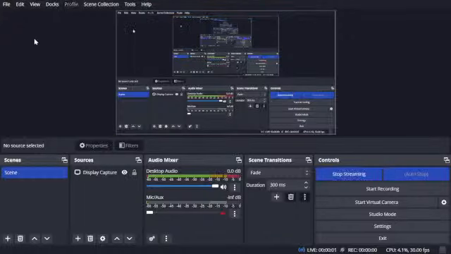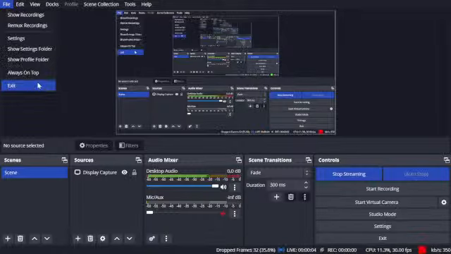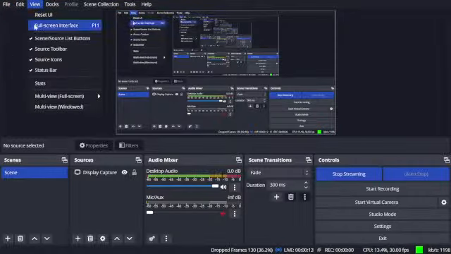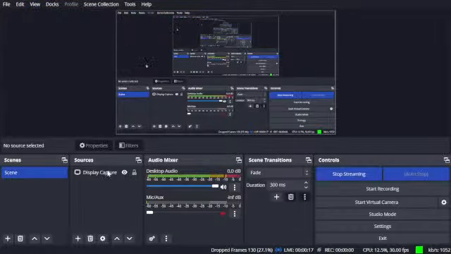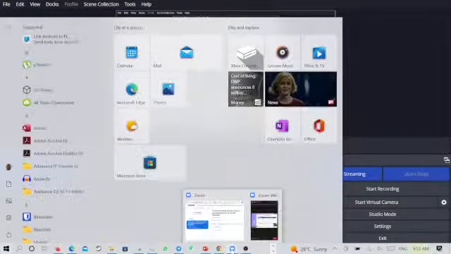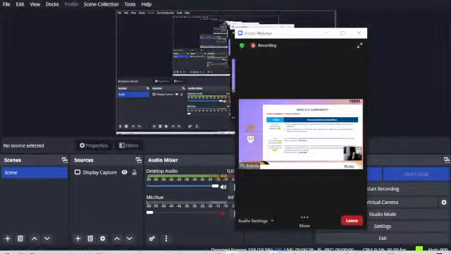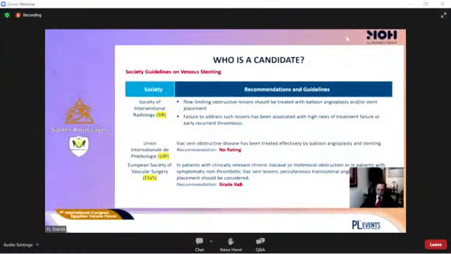Disease has been treated effectively by balloon angioplasty and stenting, but no rating for this recommendation. And finally, we have the European Society of Vascular Surgery. They said in patients with clinically relevant chronic iliofemoral obstruction or in patients with symptomatic non-thrombotic iliac vein lesion, percutaneous transluminal angioplasty and stent should be considered, and gave it grade 2AB.